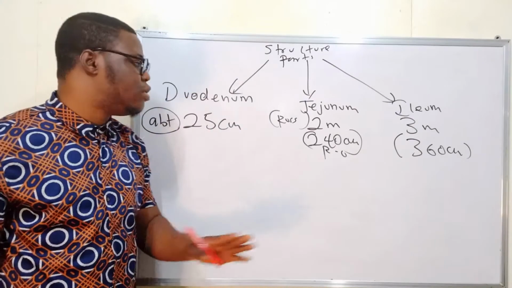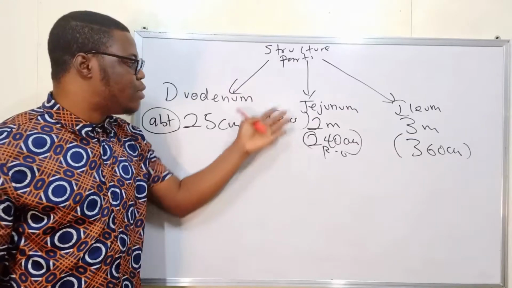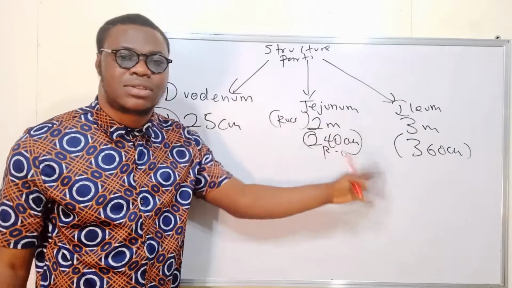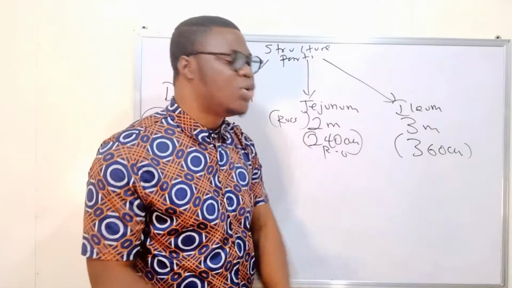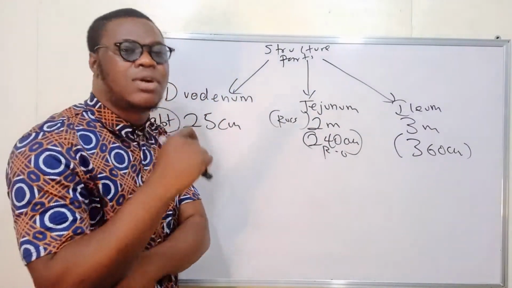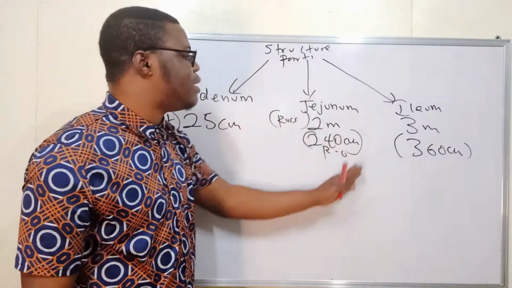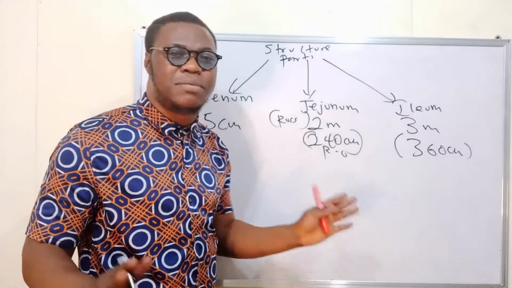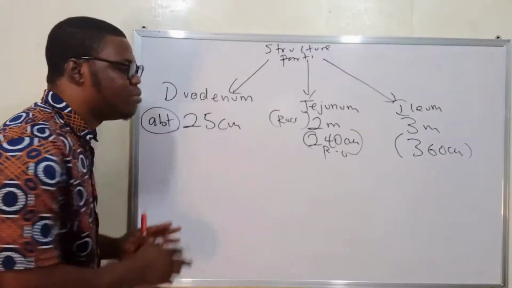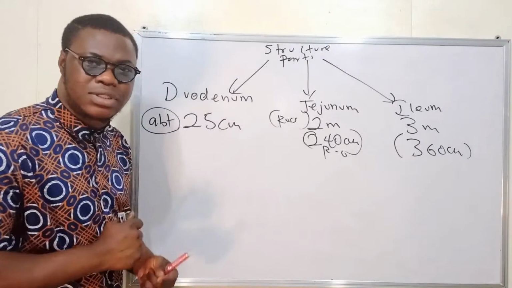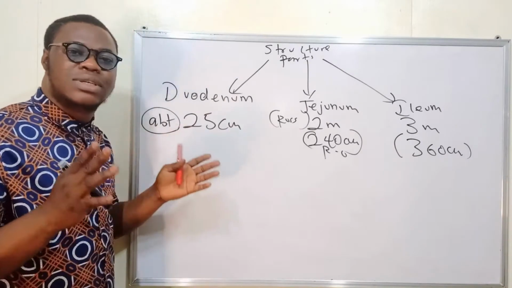If you want to talk about duodenum, what are you expected to say? If you want to talk about jejunum, what are you expected to say? If you want to talk about ileum, what are you expected to say? Now, let me say this straight. This jejunum and this ileum, they don't really have much on them. But this duodenum is where you have to talk about a lot of things. Now, what are those things?